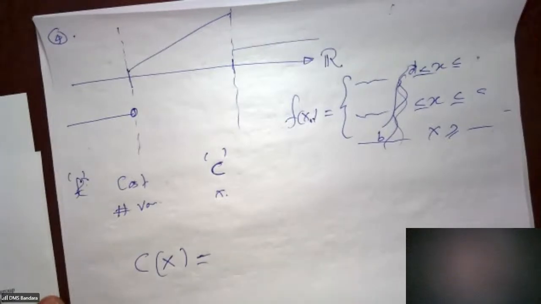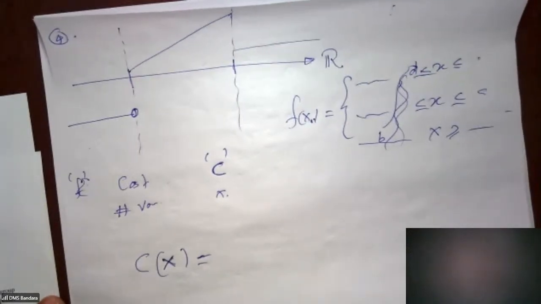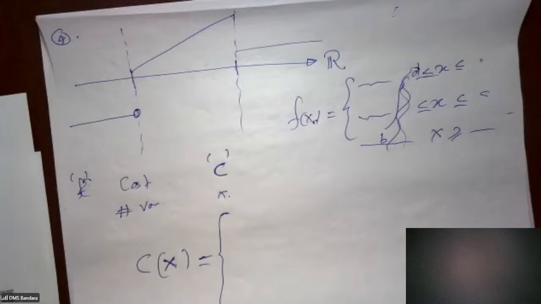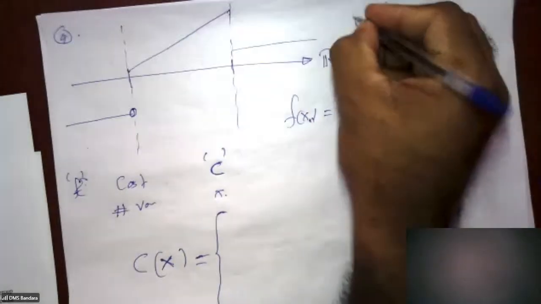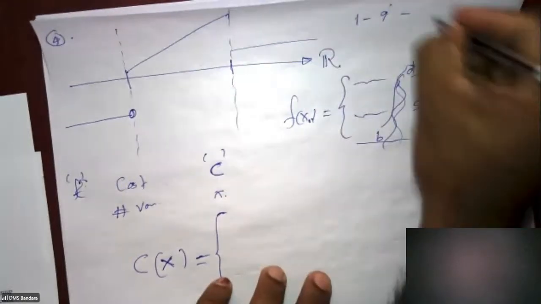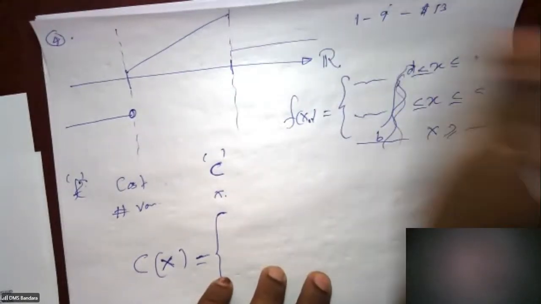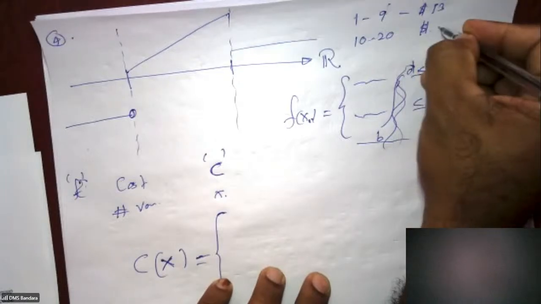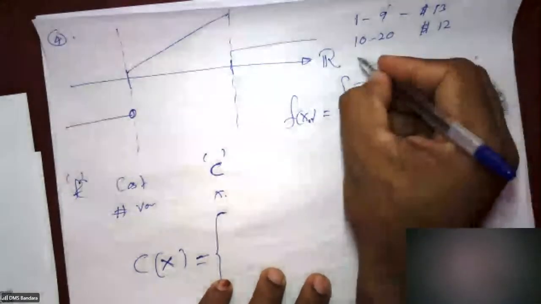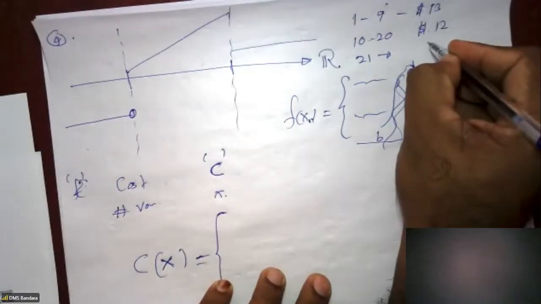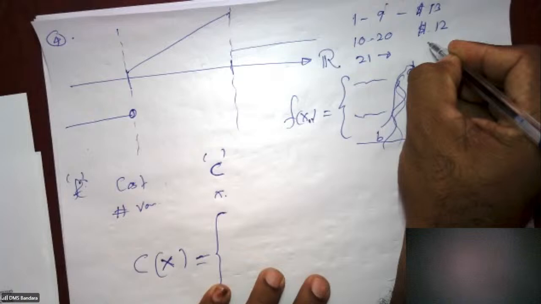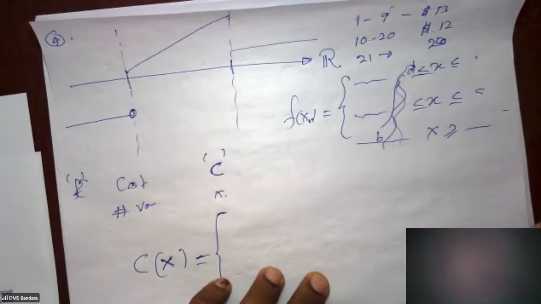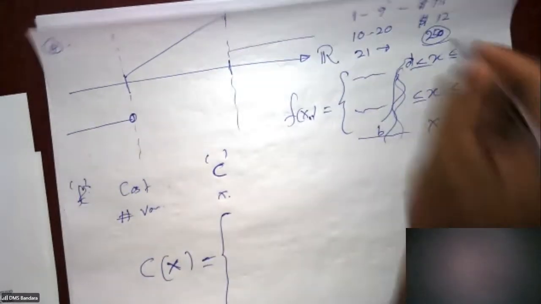So now x is the number of people. Here we consider 3 cases. If the visitors are 1 to 9, one ticket is $13. Then if the group is 10 to 20, the cost is $12. When it's 21 or more, all get a flat rate of $250. If the people are more than 21, the fixed flat rate is $250.